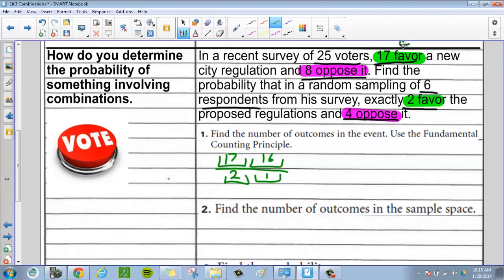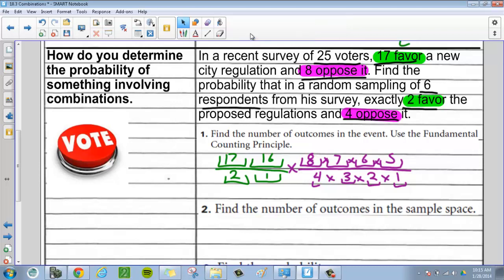Okay? Now moving on to the ones that oppose it. In this sampling, 4 oppose it, right? So we're trying to find that 4 that oppose it. 1, 2, 3, 4. And since there were 8, so that's 8, 7, 6, 5, okay? And we got to divide that by our 4 factorial, or 4 times 3 times 2 times 1, or how many people you're choosing for this. And then we just multiply this whole thing together. And that's going to find the number of outcomes in the event that are possible for this scenario.